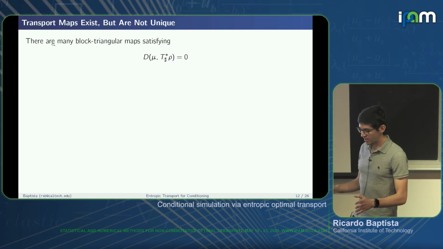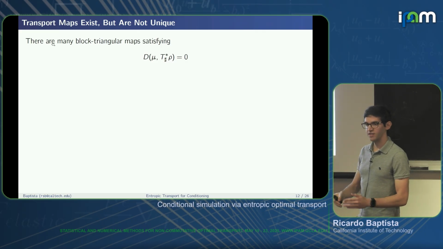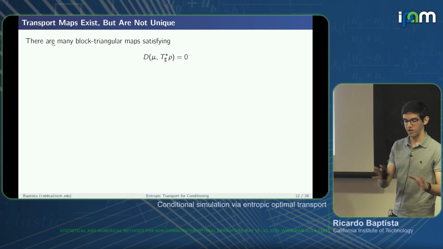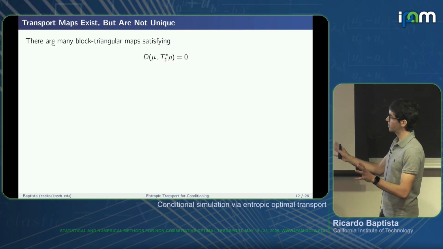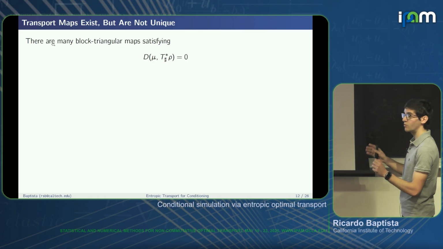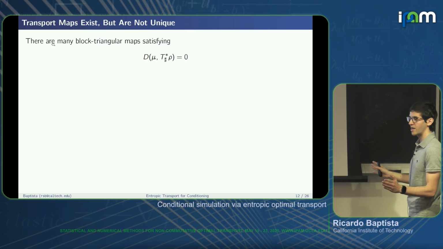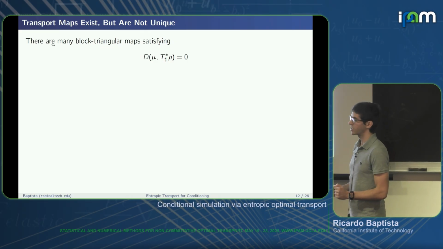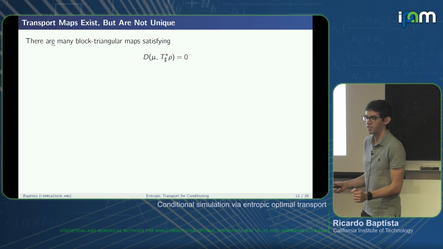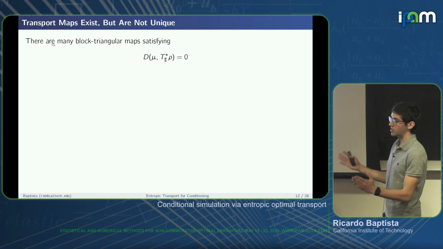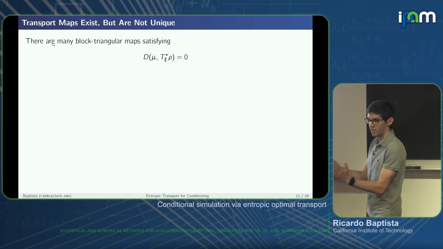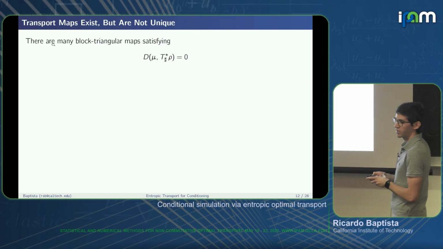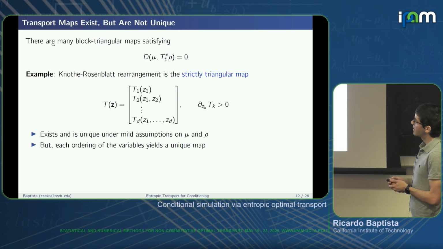However, so far, all that we've said is that if we have a reference and a target distribution, and we look for these block triangular maps, and the block triangular map satisfies the push forward condition we're interested in, then we can use it to sample conditionals. But we haven't really specified what is one particular map that we'd like to target. In fact, there are many block triangular maps, as we all know.